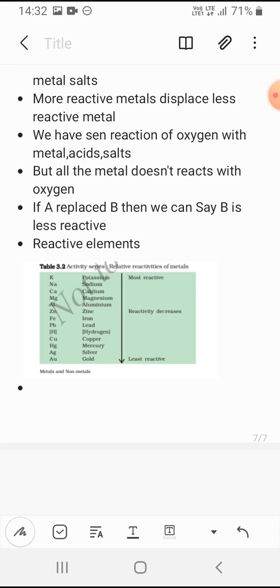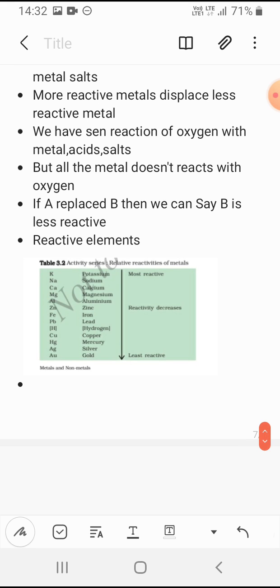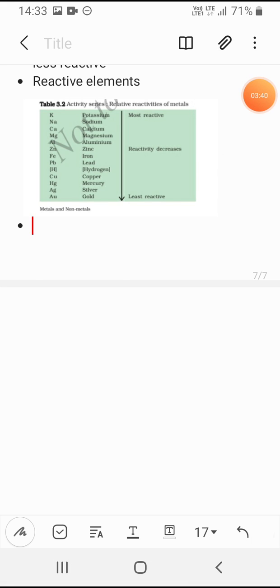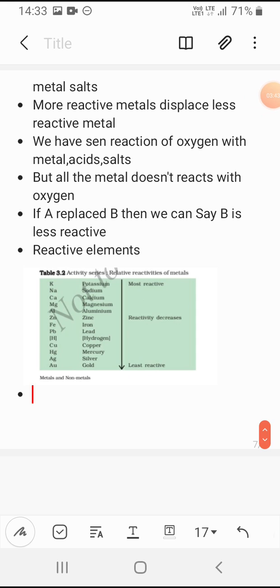So copper cannot replace potassium, but potassium can replace copper. I can take mercury as an example too. Mercury cannot replace potassium because it is less reactive, but potassium can replace mercury because it is the most reactive. It can react easily and replace it, but mercury cannot replace potassium at any cost.